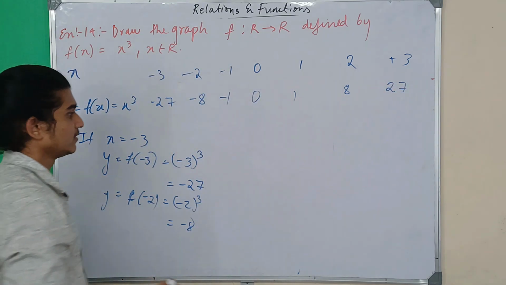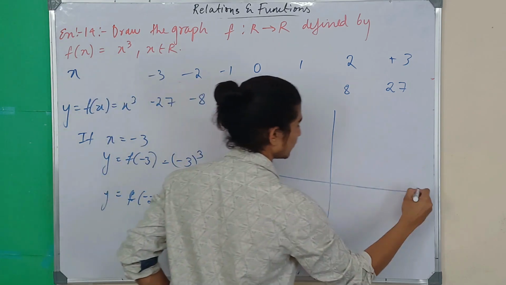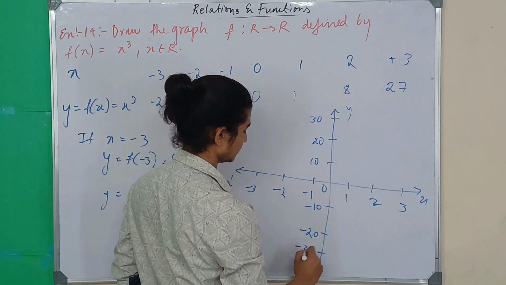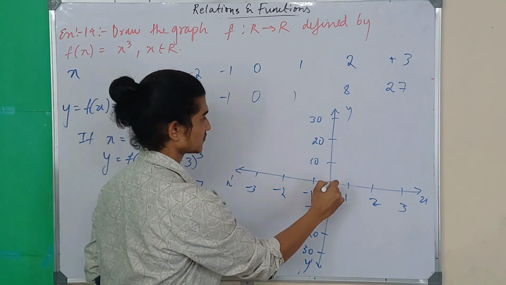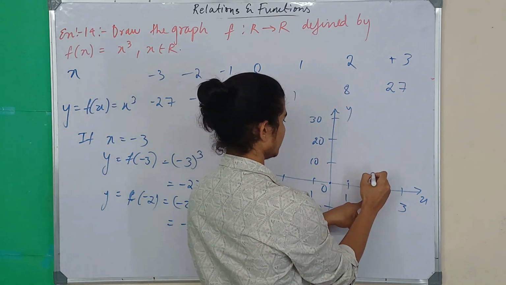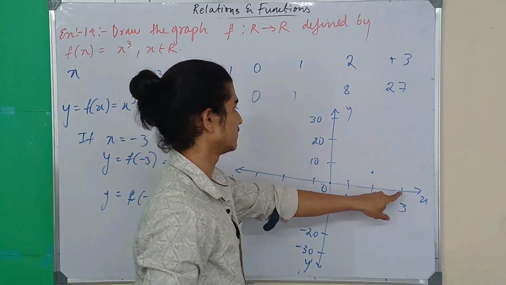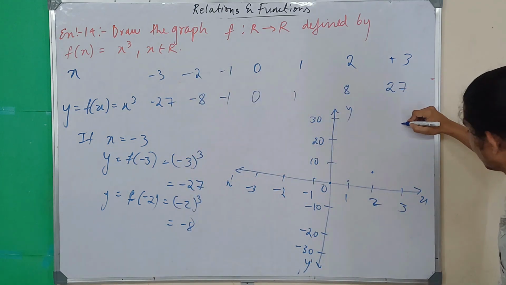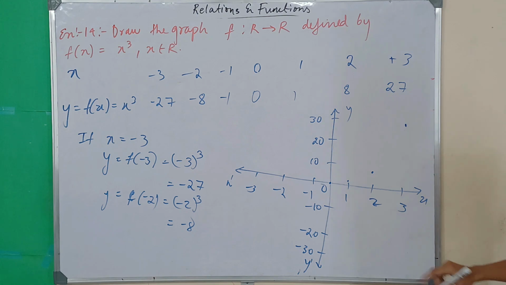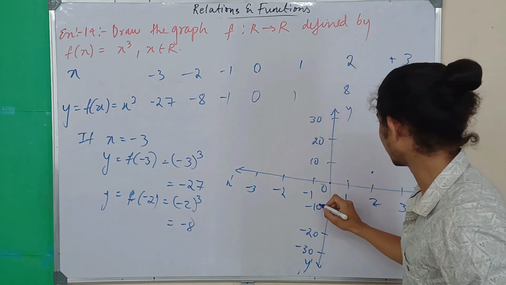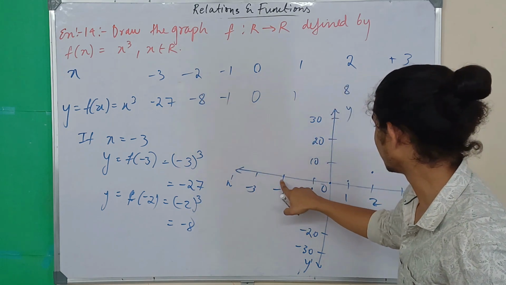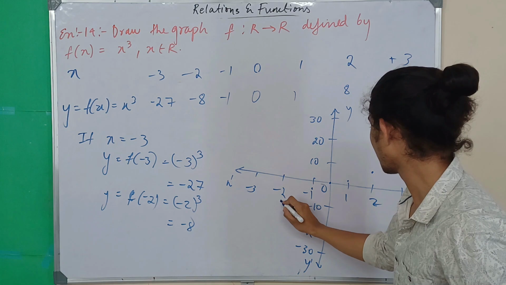Let us try to plot the graph. So we have our x-axis: -1, -2, -3. Now 0 comma 0, so this is our first point. 1 comma 1, somewhere over here. 2 comma 8, 8 is going to be somewhere over here. And 3 comma 27, 27 is somewhere over here, not somewhere in the middle. Next one is -1 comma -1, so it's going to be somewhere here. And next -2 comma -8, somewhere over here.